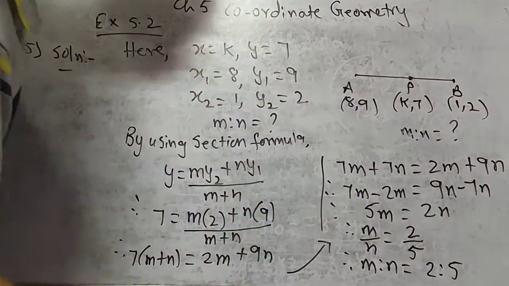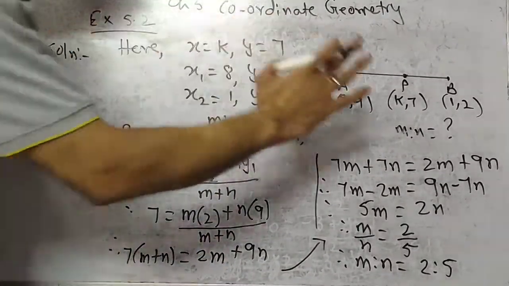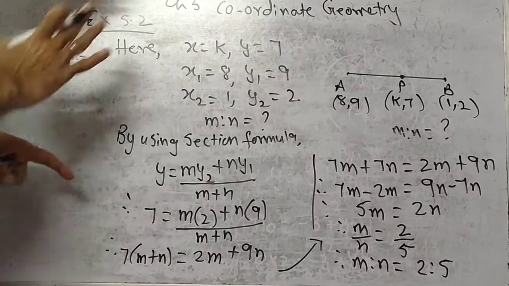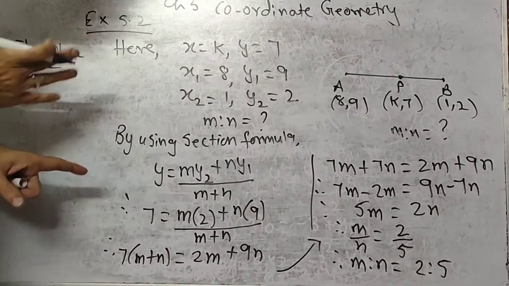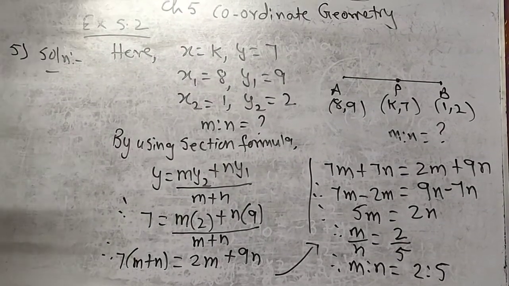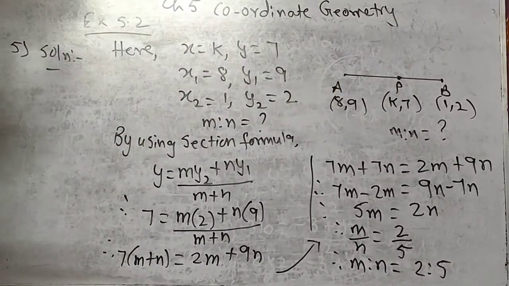Now, you got the ratio. Okay. Now, we want the value of k also. We want the value of k also. So, you will use x. You will take the help of x. Section formula for x. Now, first copy it down. First, we are finding the ratio. Then, we will find the value of k. Please copy it down.